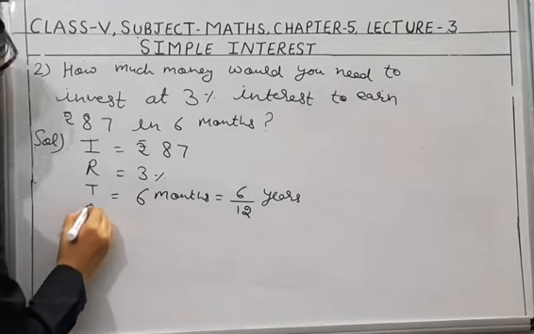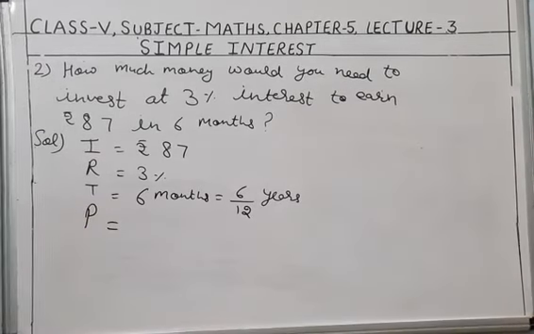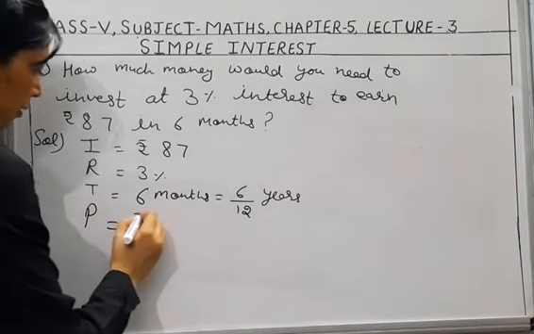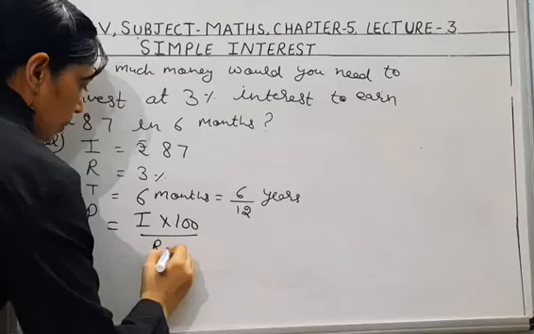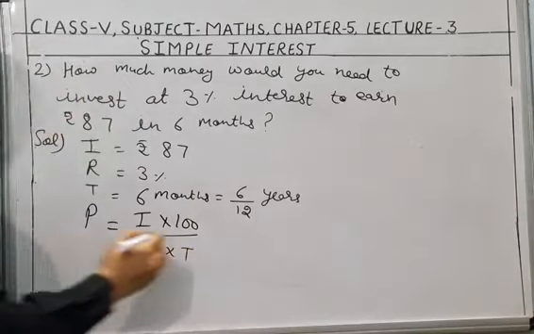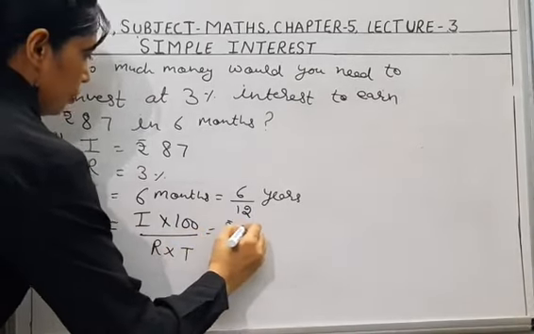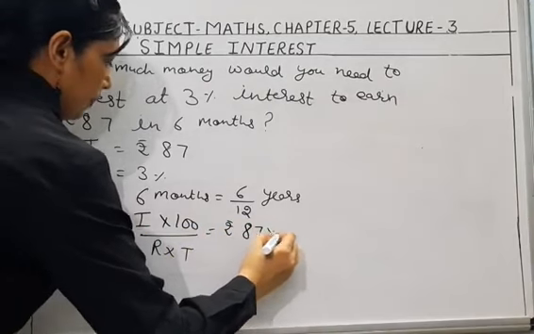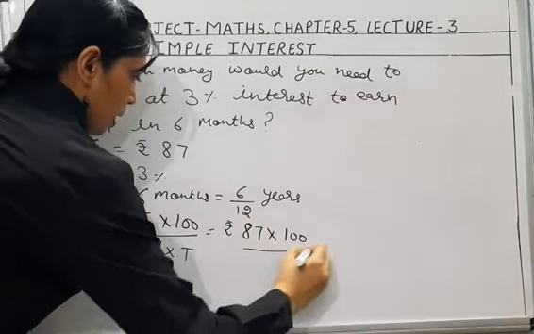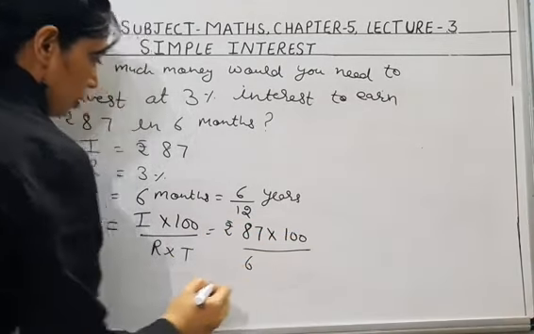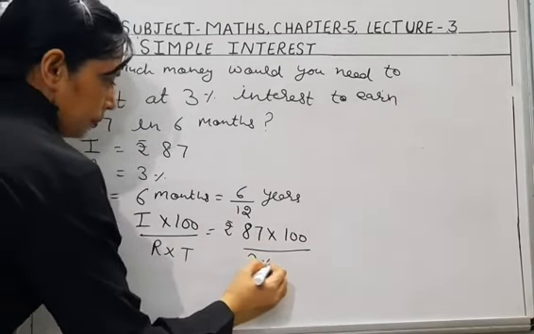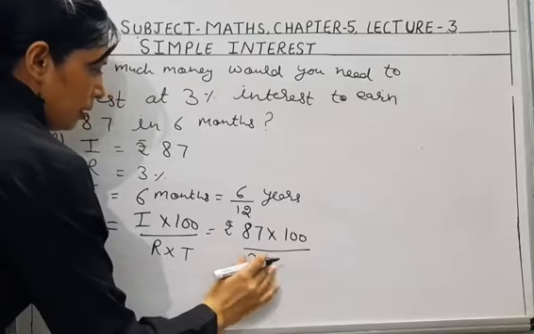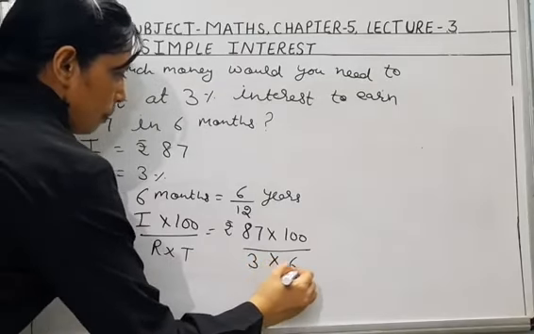Now we have to calculate principal. Principal we know is the formula for finding out the principal: interest multiply 100 upon rate multiply time. Okay. Now interest rupees 87 multiply 100 upon rate. Rate is 3%. No need to write percent. 3 multiply by 6 upon 12.